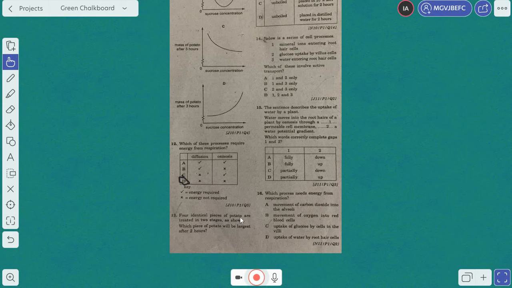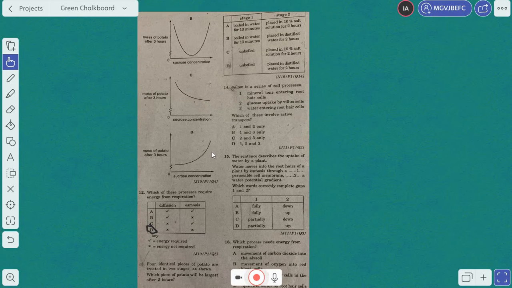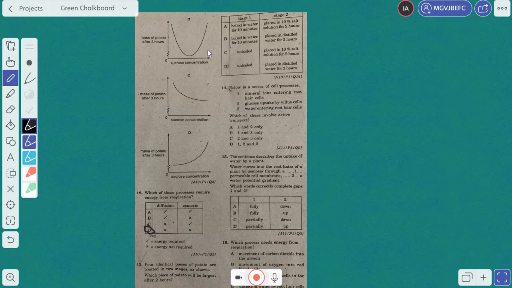So 4 identical pieces of potato are treated in 2 stages, as shown. Which piece of potato will be the largest after 2 hours? Okay. So let's have a look at this question. It says here that in stage 1, it was boiled in water for 10 minutes and then it was placed in a 10% salt solution for 2 hours.